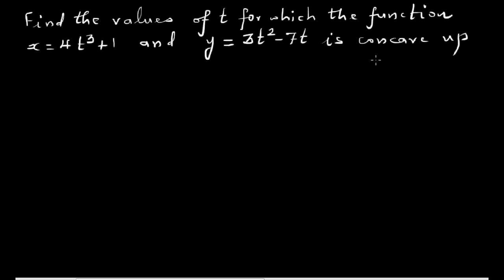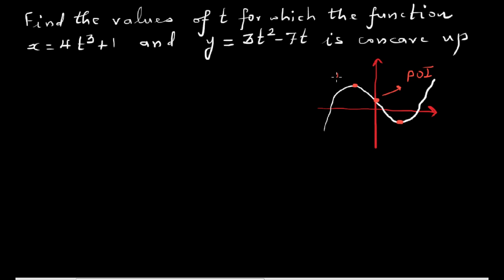Suppose this is your y-axis and this is your x-axis, and say we got a graph like this. I hope you know this is called the maximum and this is the minimum. And there's a point somewhere between the maximum and minimum, not exactly between, somewhere between. This is your point of inflection. This is your max, and this is your minimum.